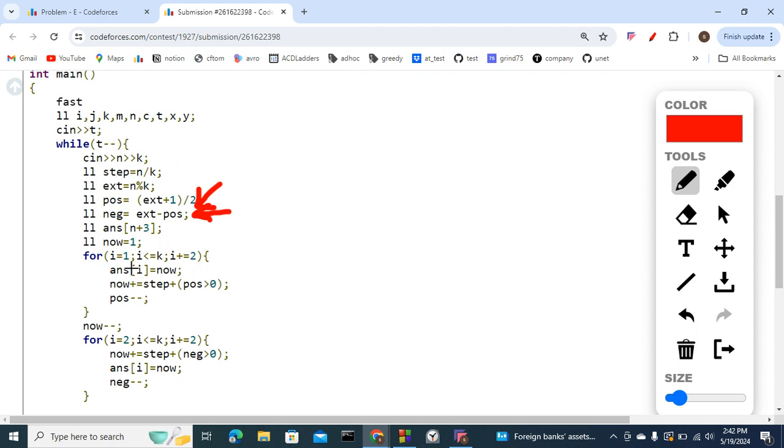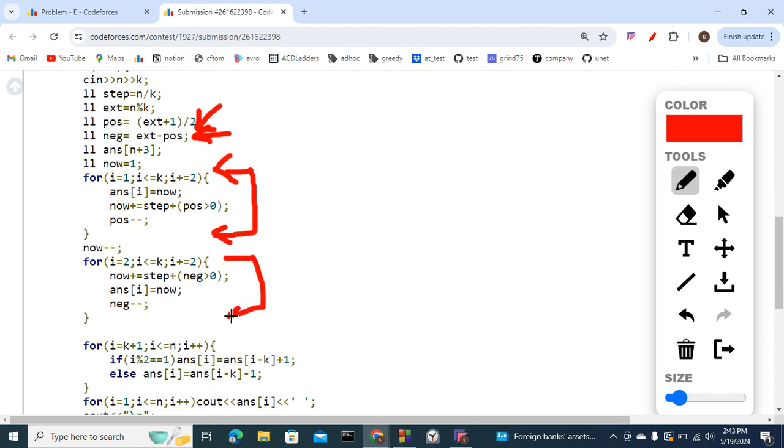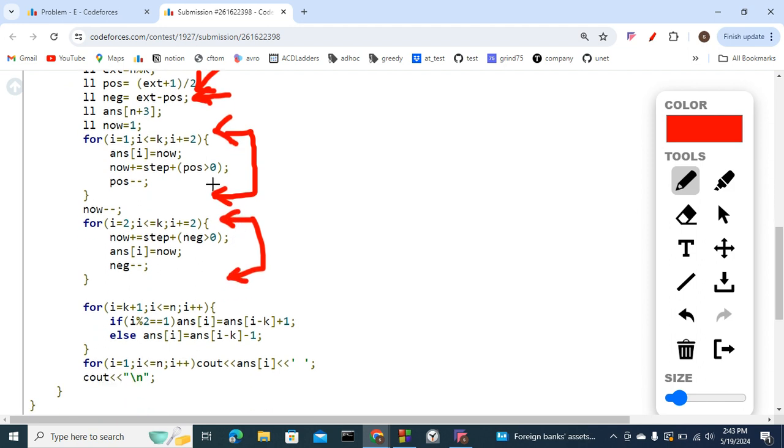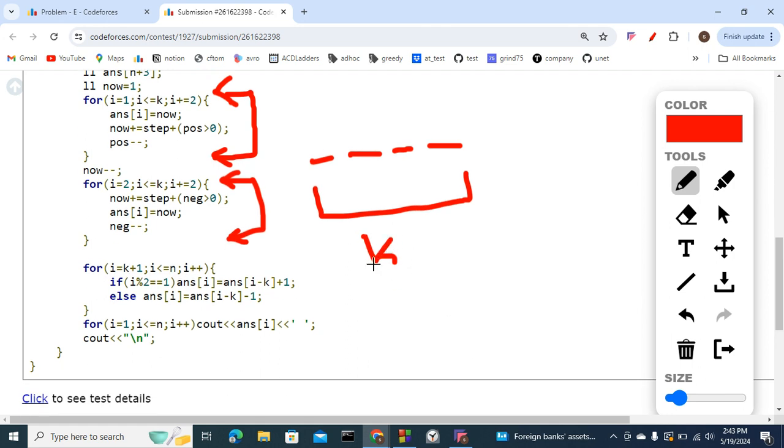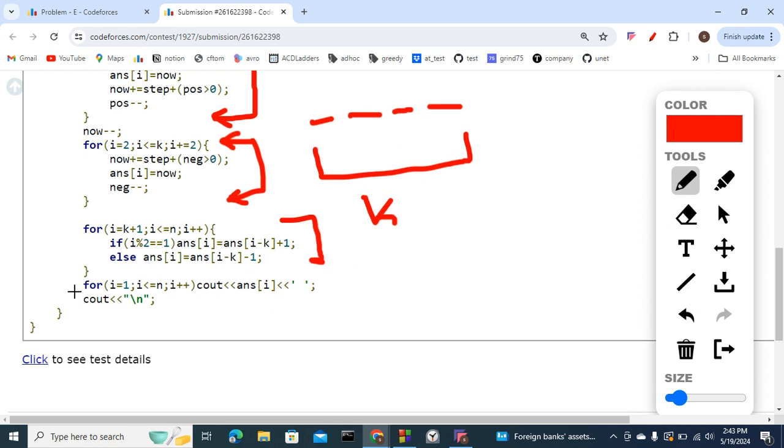Now here we are only considering the positive ones, and here we are only considering the negative ones. In this portion, we have developed the first k elements. Then, based on these first k elements, we can develop the rest. Finally, we print the array. Thank you.